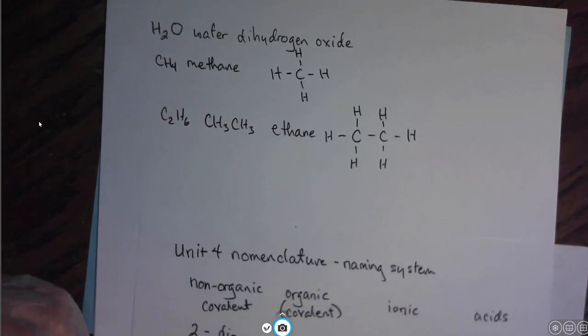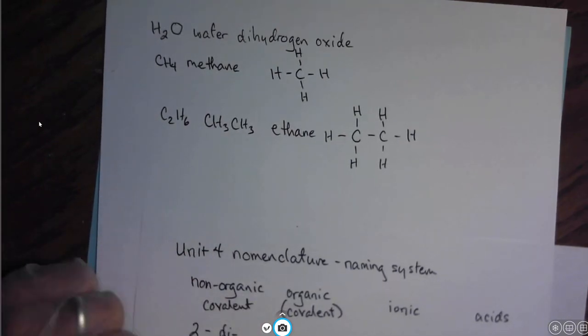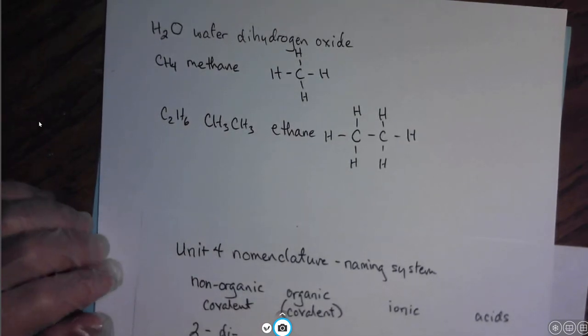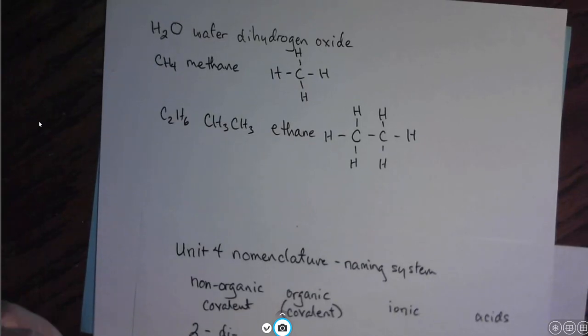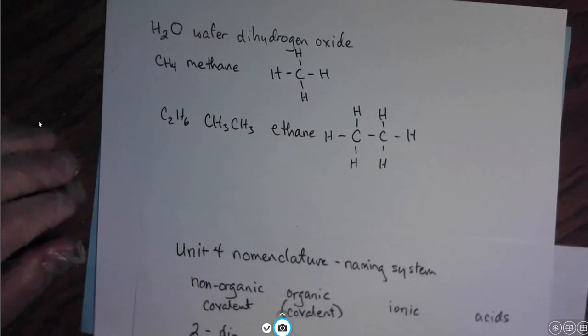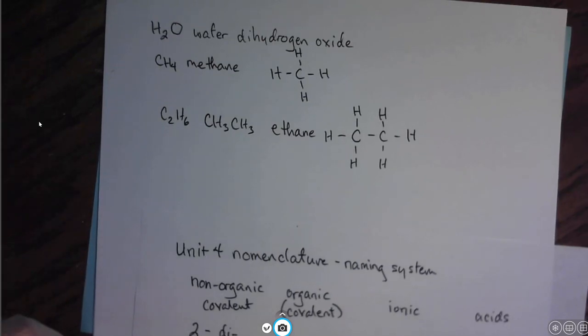The root names in organic covalent, or just organic, tell you how many carbons there are that are bonded together. So in organic, the root name tells you how many carbons there are bonded together.